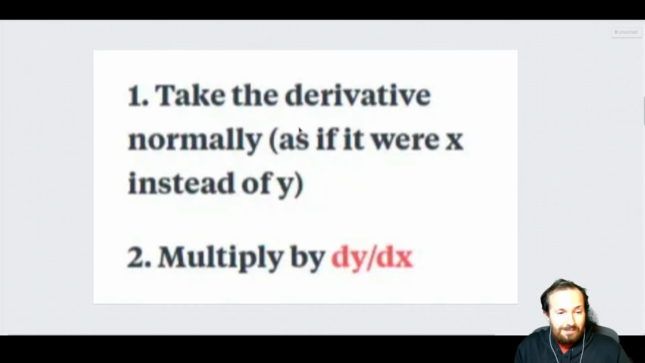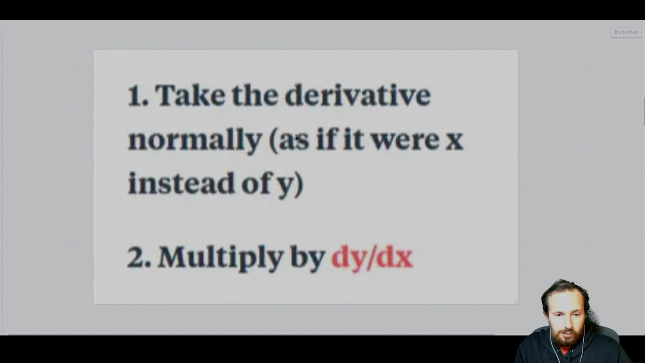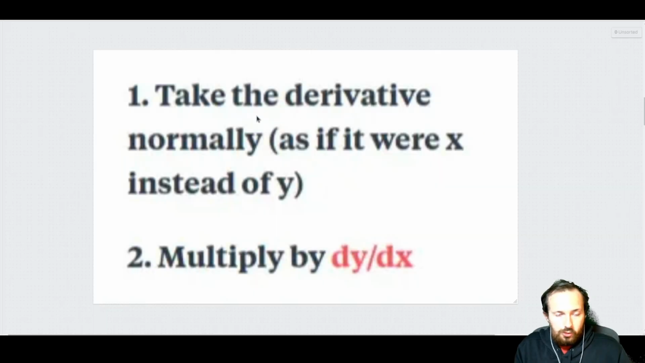So if that's what implicit differentiation is, the next question is, how do we actually do it correctly? And the answer is these two rules. Basically, all you do is take the derivative normally, by pretending that y is x, you just do the same thing you would normally do if you already know your derivative rules, and then multiply by dy/dx. If you just follow these two rules, you will always do implicit differentiation correctly. So let's actually see how to apply these.